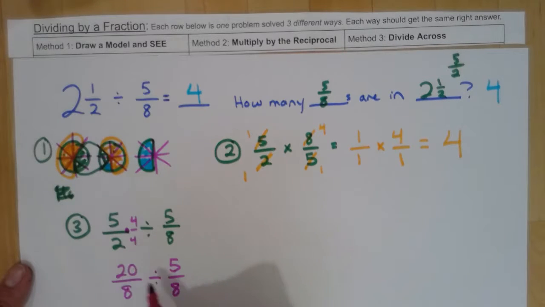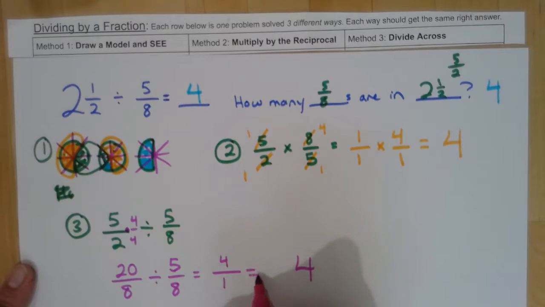So can you imagine having 20/8 and then finding out how many 5/8 are in there? Really, that's the same thing as just saying how many 5s are in 20, and we already know the answer to that, right? But we're going to do a divide across method here. 20 divided by 5 is 4, and 8 divided by 8 is 1, and 4 over 1 is 4.